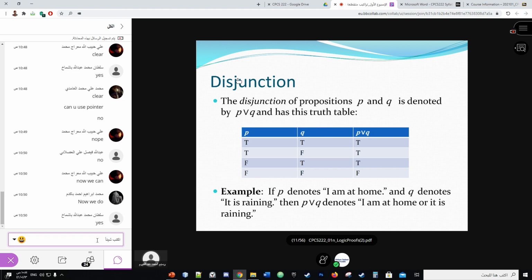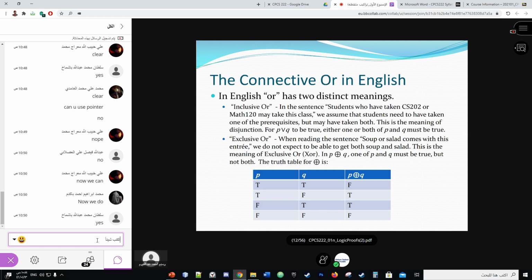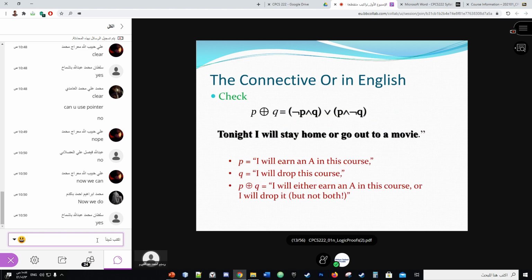Then we looked at the OR operator, the disjunction. If one of them is true, the result is true, and only when both P and Q are false is it false. And then we looked at the XOR operator and its truth table. Here only one of them has to be true. If both are true or both are false, the result is false.